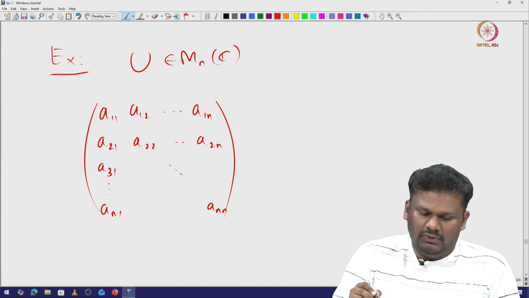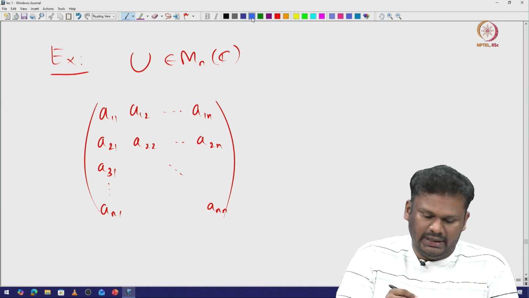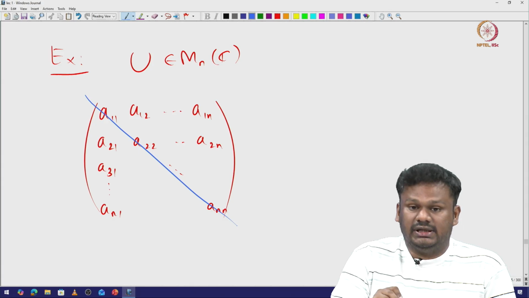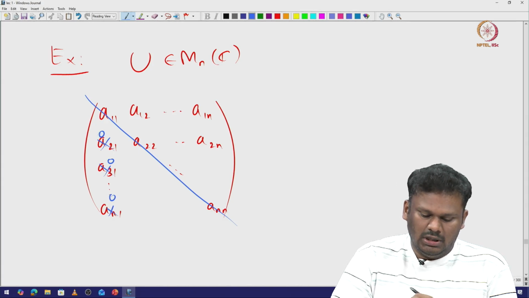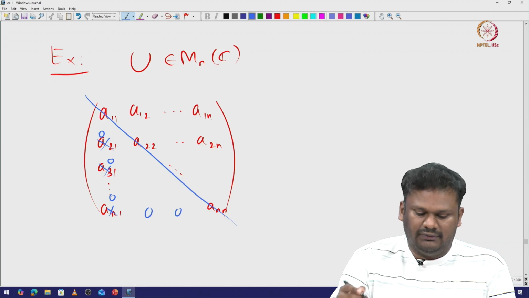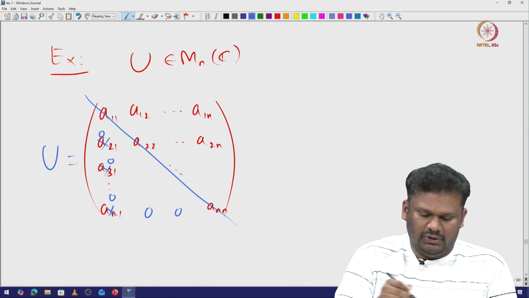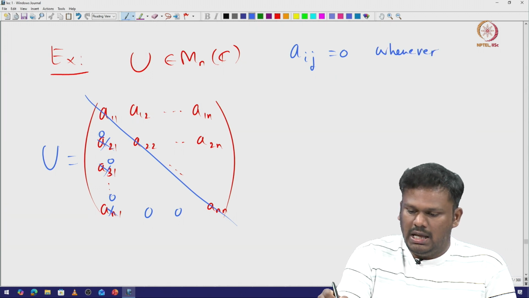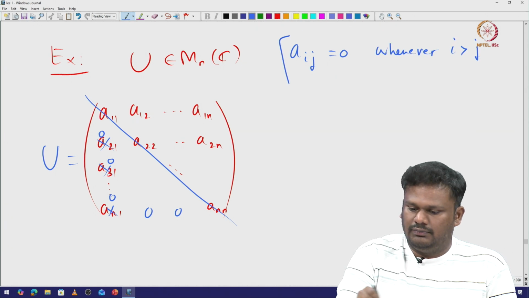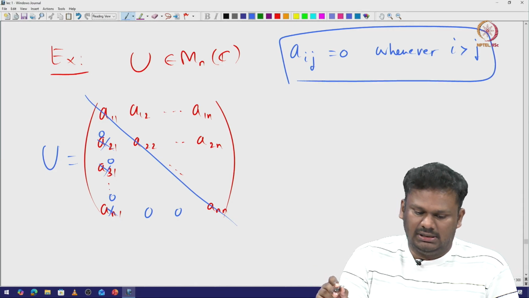Now, a matrix is upper triangular if all the entries below the diagonal are 0. So, this is 0, this is 0 and so on. If you write this in terms of the matrix entries, for this U, we simply claim that Aij is 0 whenever i is strictly greater than j. That is the defining property of an upper triangular matrix.